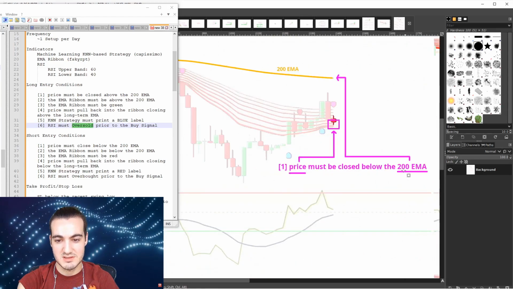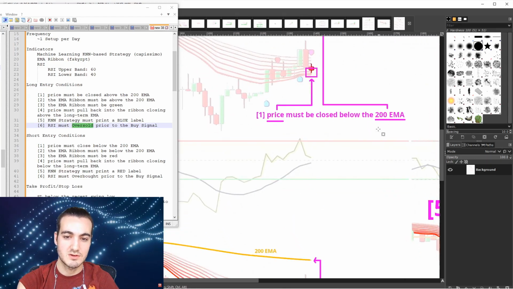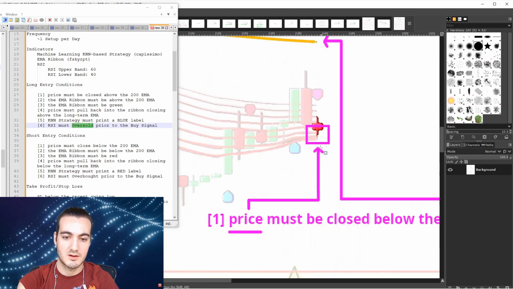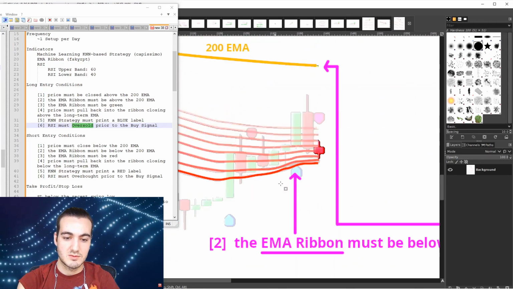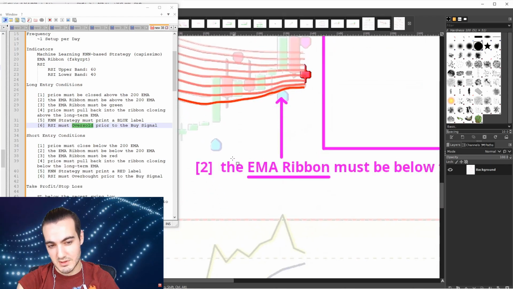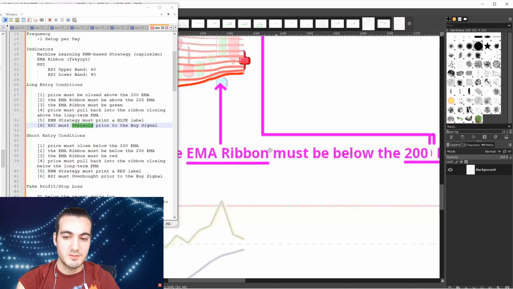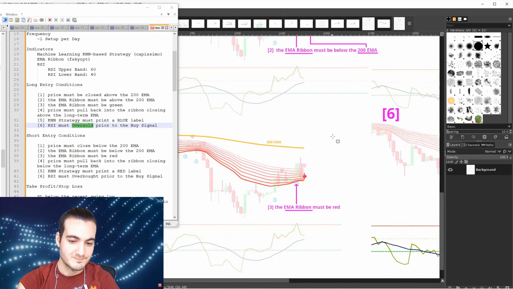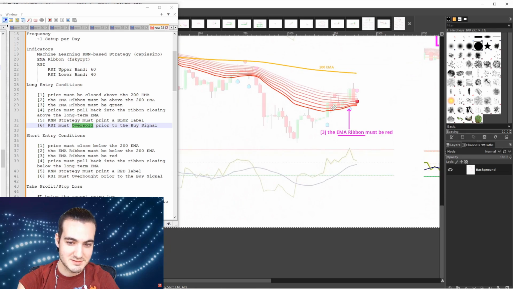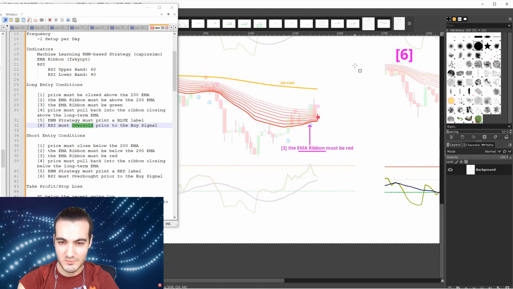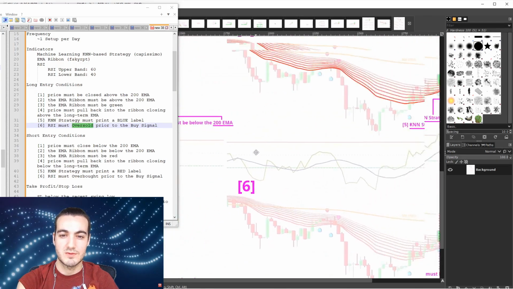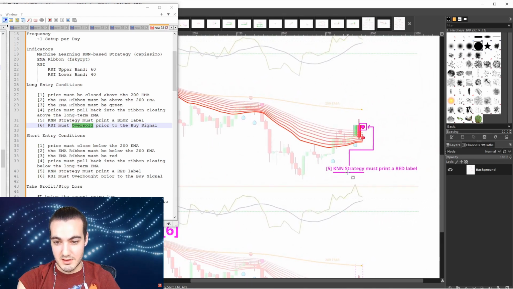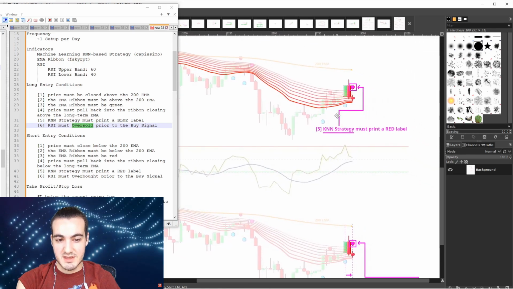In this case, price must close below the 200 EMA. We have the close here, EMA up there. Let's see, what are we looking at? Number 2, the EMA ribbon must be below the 200 EMA. Yep, pretty obvious. EMA ribbon must be red again. Well, we don't know if it'll change color with the indicator we're using, but we'll just keep that in mind. KNN strategy must print a red label.